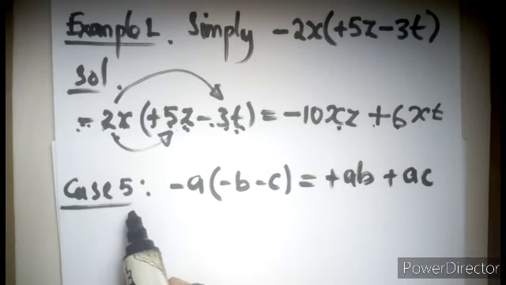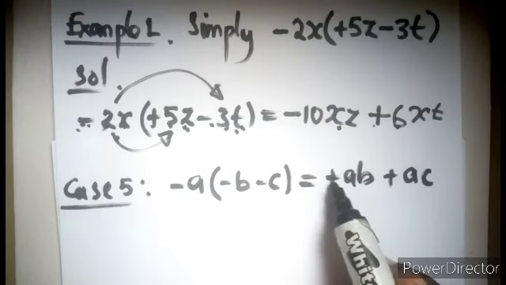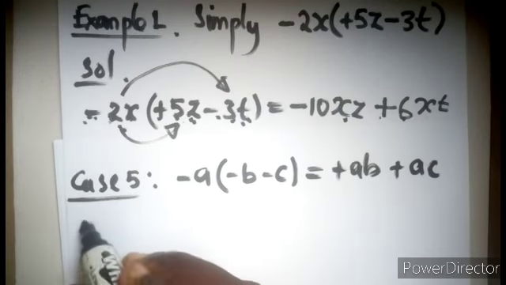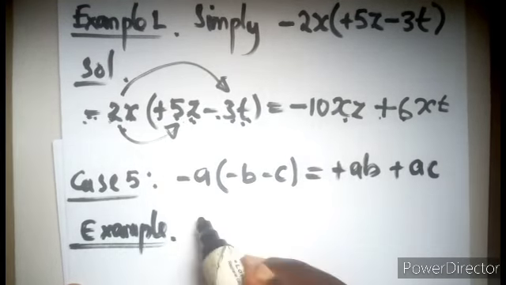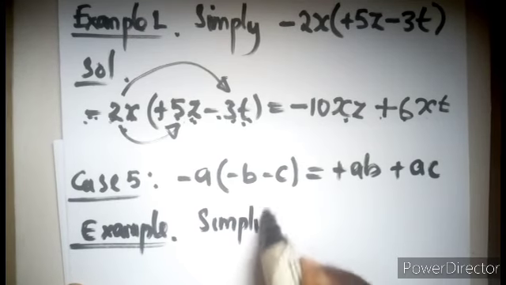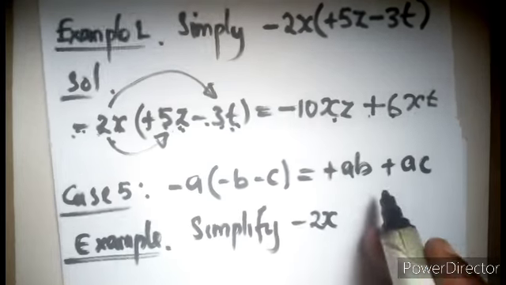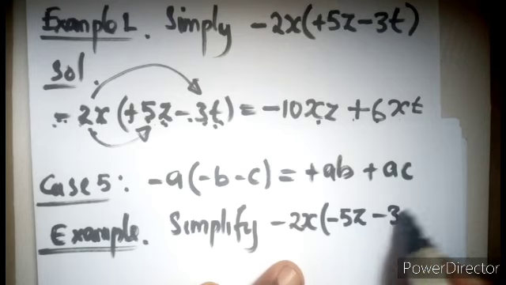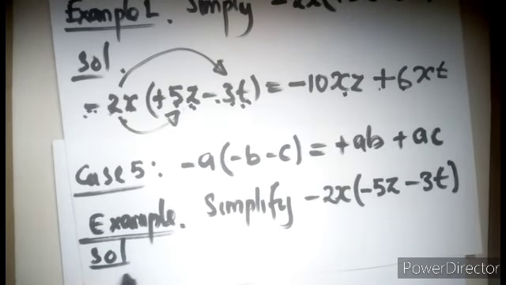Finally, case 5, where we have negative a into negative b, negative c. Of course, we saw it is positive ab plus ac. And the example we are going to check here follows from the other ones. We have simplify negative 2x into what? Negative 5z, negative 3t.